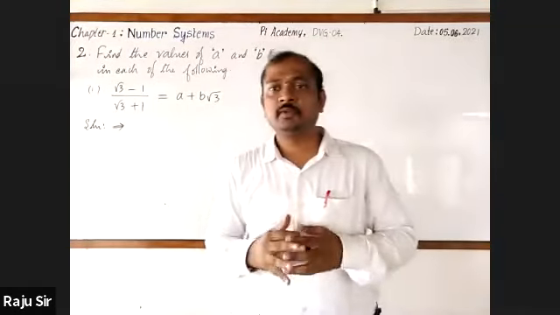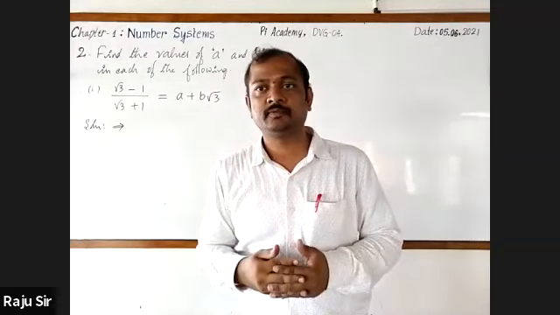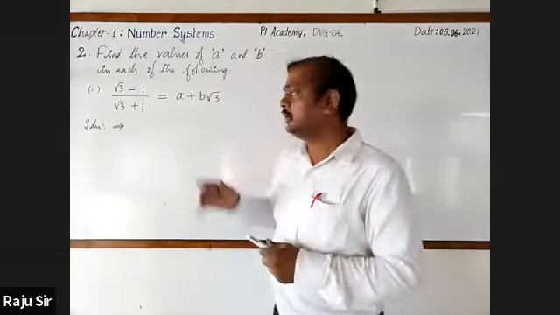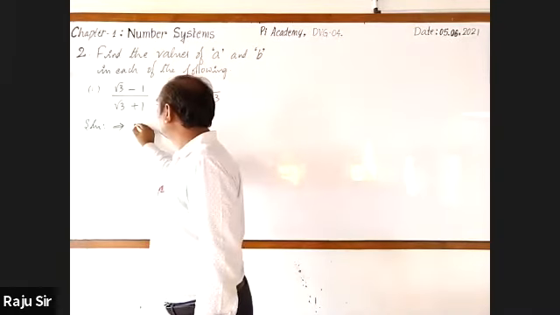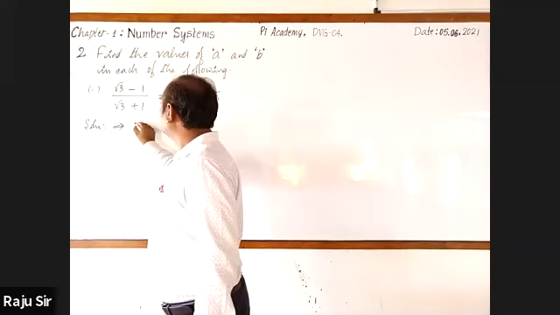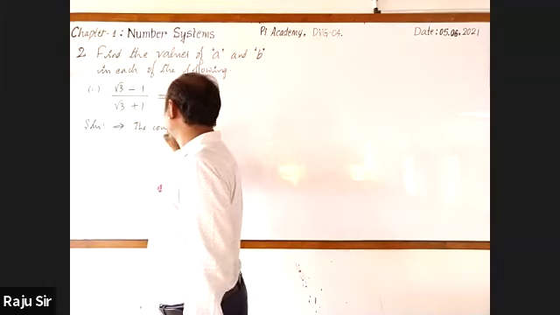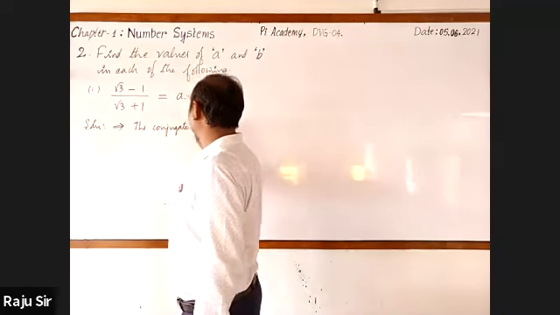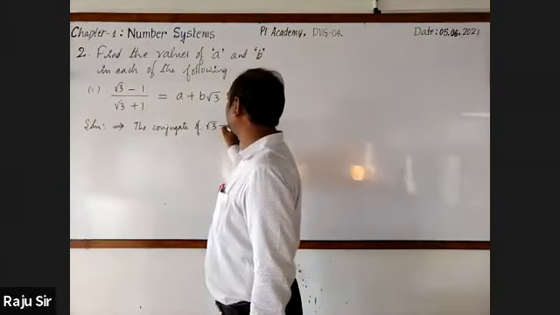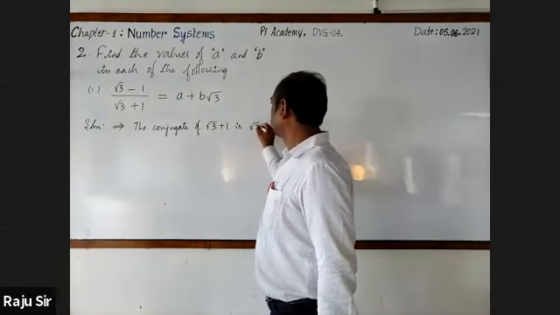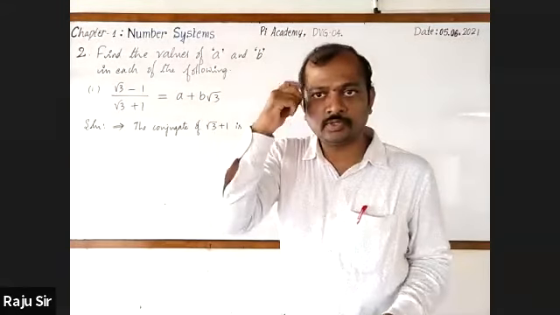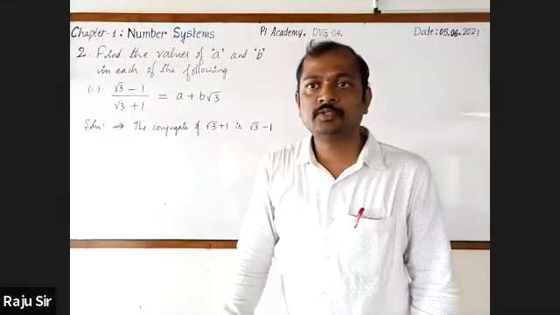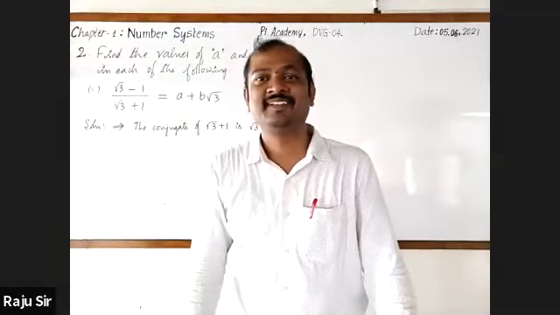So far, we have learned how to rationalize the denominator. Here also, let's move on to the same. Right. The conjugate of the denominator, that is √3 plus 1, is √3 minus 1. Written up. Any doubt? No, sir.